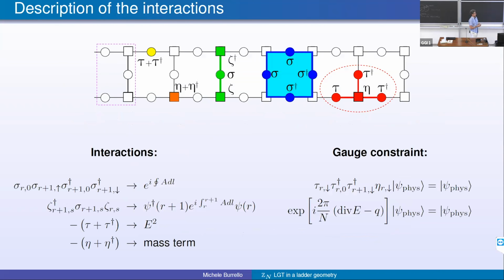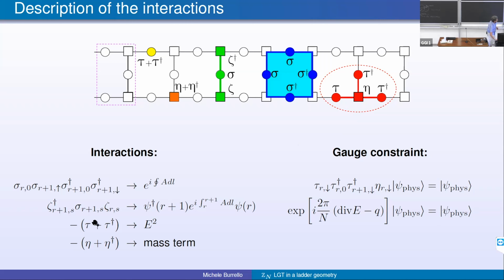Why do I say that it's a gauge invariant description? Because I have local gauge symmetries. And in particular, local gauge symmetries are represented by this red combination of operators, which seem complicated, but let us look at it step by step.